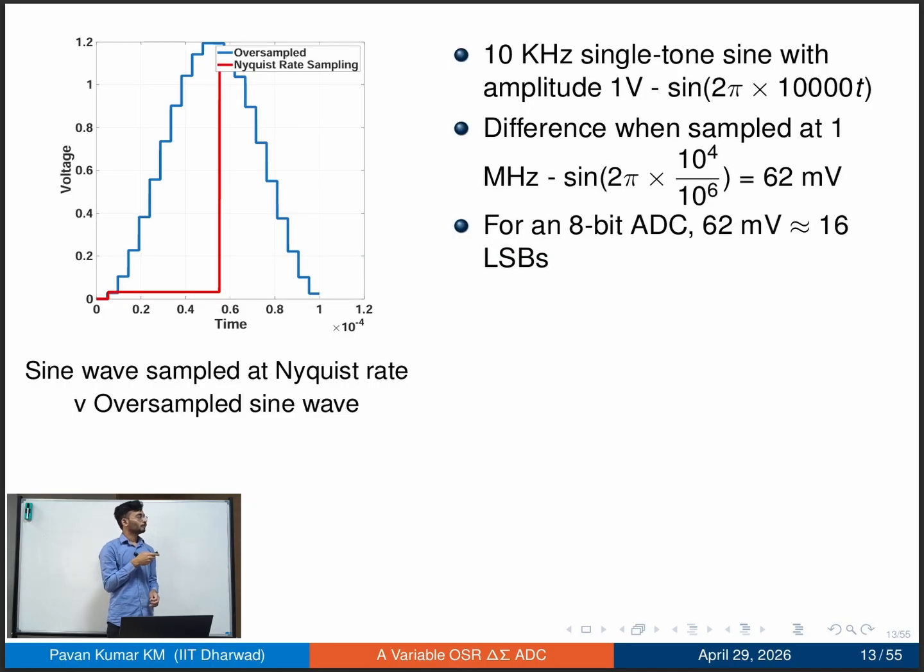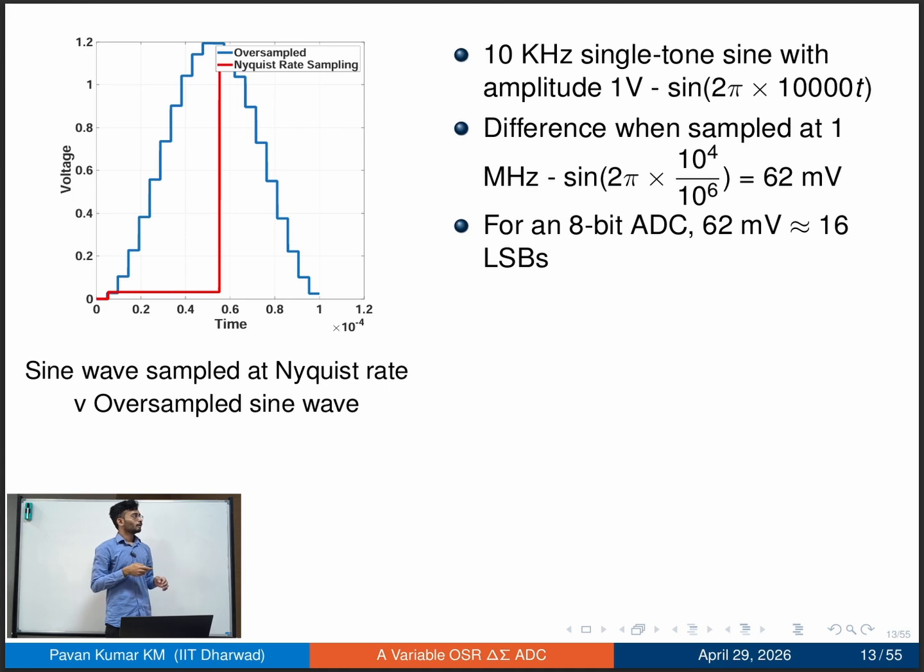So, since noise shaping SAR ADC is an oversampled ADC, we can look at the sampled sine wave in the Nyquist rate case and the oversampled case. In the oversampled case, the consecutive samples are very close. If we consider an example of a 10 kilohertz sine sampled at 1 megahertz, the successive samples vary by 62 milli, which in an 8-bit ADC case is 16 LSB, basically 4 bits.